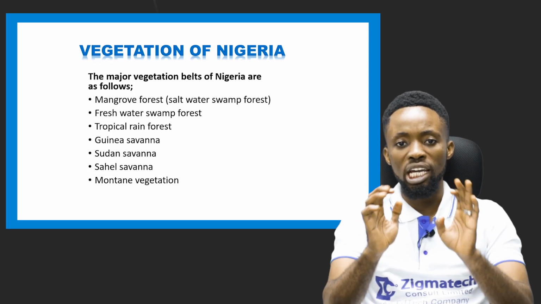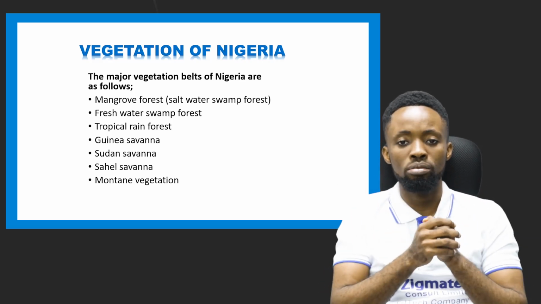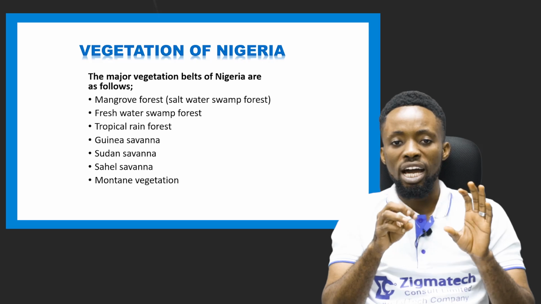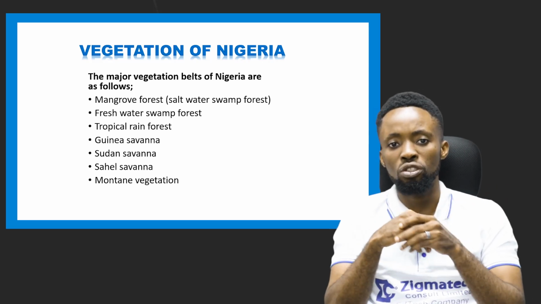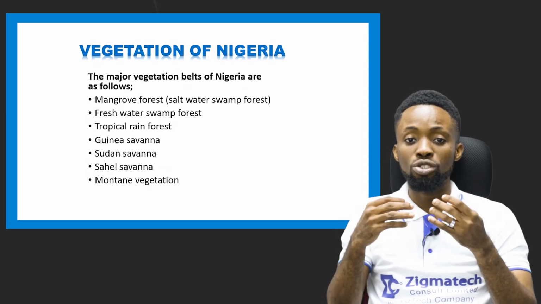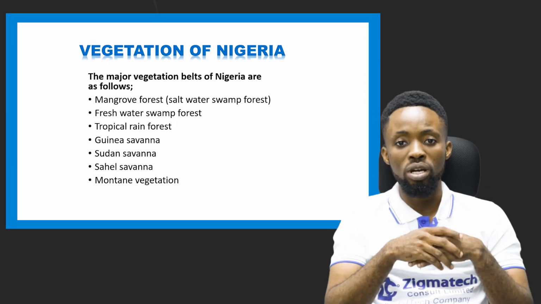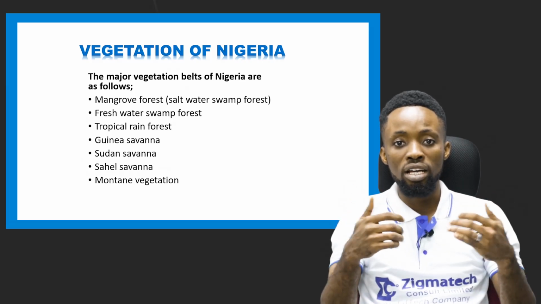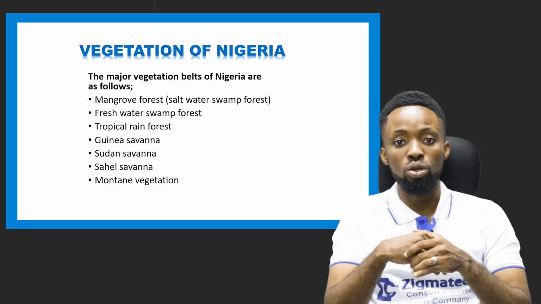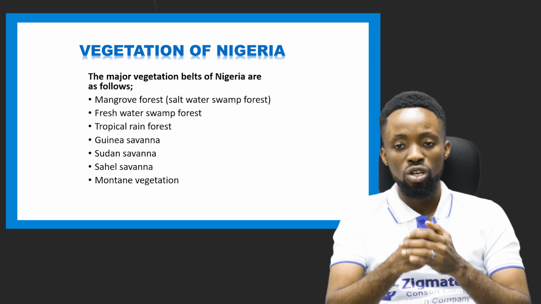Then when you head over the freshwater swamp, we have the tropical rainforest, and in that region you have the presence of deciduous forest and evergreen plants. We have plants with layers and canopies, and also buttress roots.